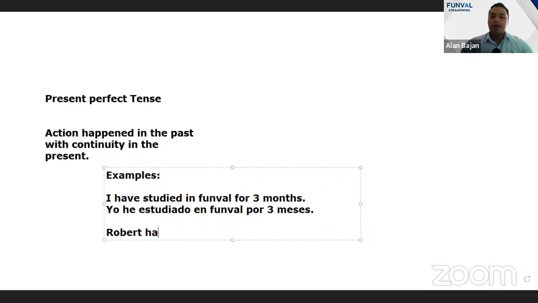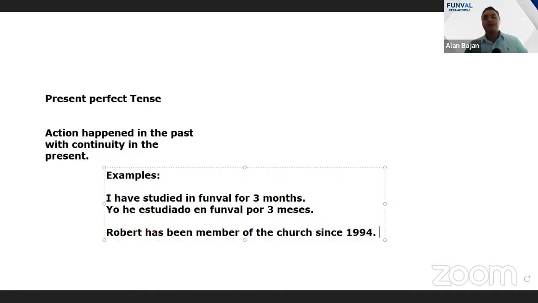Robert has been member of the church since 1994. This means that Robert continues being member of the church, right? It has continuity, impact in our present. Make sense?